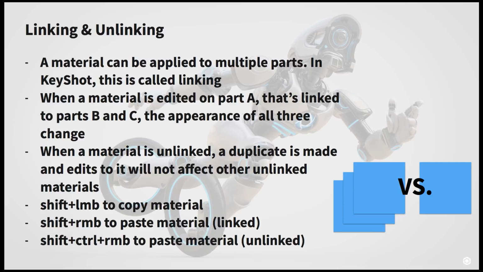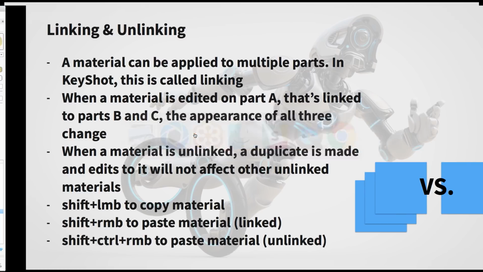So when we unlink a material, then you have duplicates of that exact same material. And then if you make a change or edit to one of them, then other parts that have the same material applied that are not linked will be unaffected by that change. And in practice, it is a lot simpler than this seems if you were to read all these words. So let's go ahead and demo this.